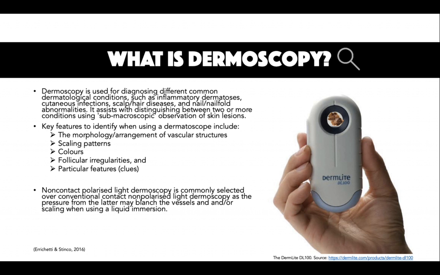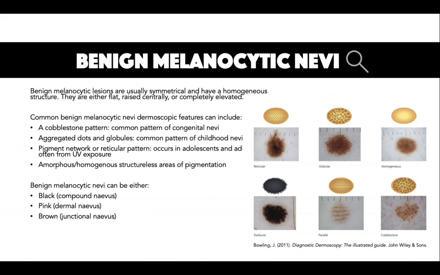So now I'll just talk a little bit about some different skin conditions and lesions and their dermoscopic features. I'll start off with benign melanocytic nevi. These are usually symmetrical and have a homogeneous structure. They are either flat, raised centrally, or completely elevated.